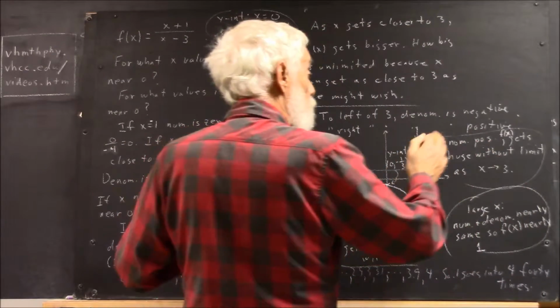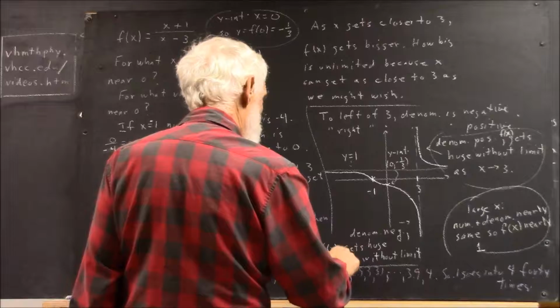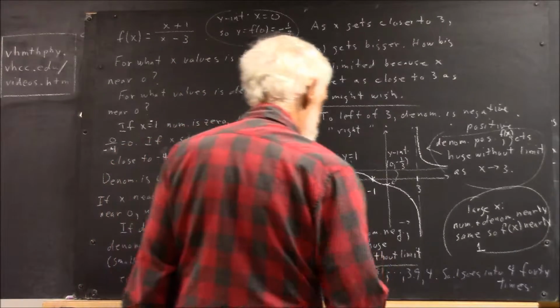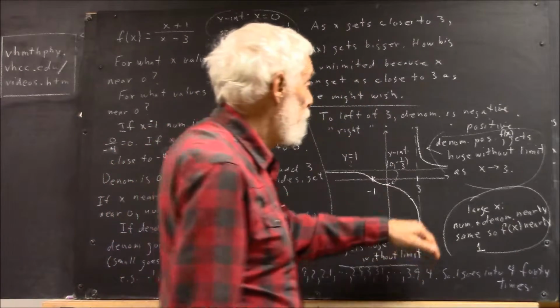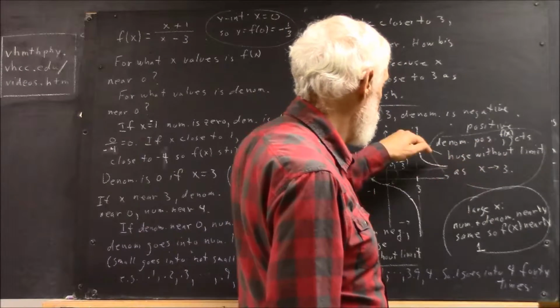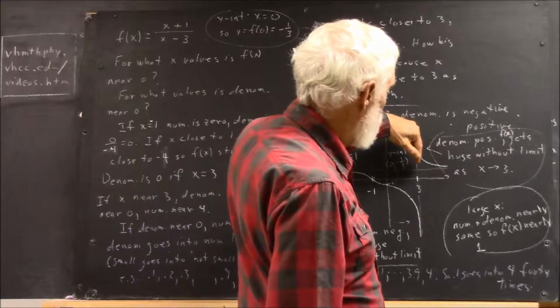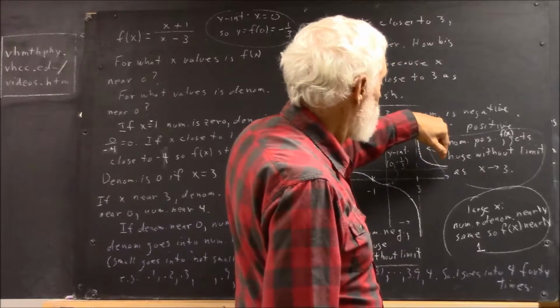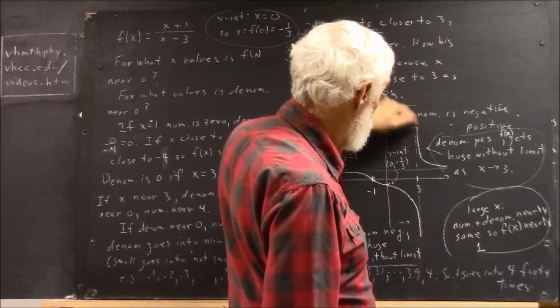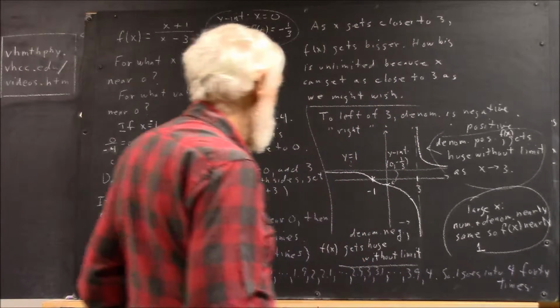f of x gets huge without limit, just as I should have said that it's f of x that gets huge without limit here, but in a negative way. Okay, here f of x gets huge without limit as x approaches 3. The denominator's positive, and if x is to the right of 3, x minus 3 will be positive, so you're going to get a big positive number. Now there's more to the graph.